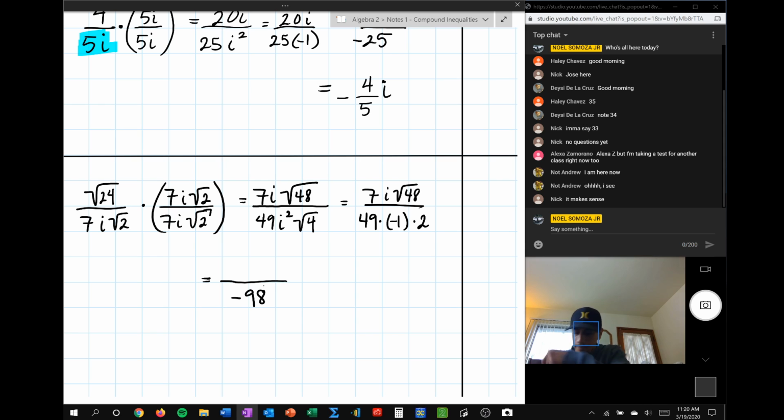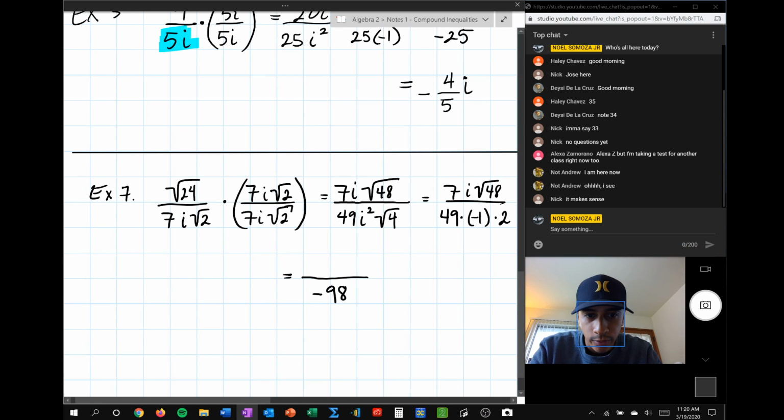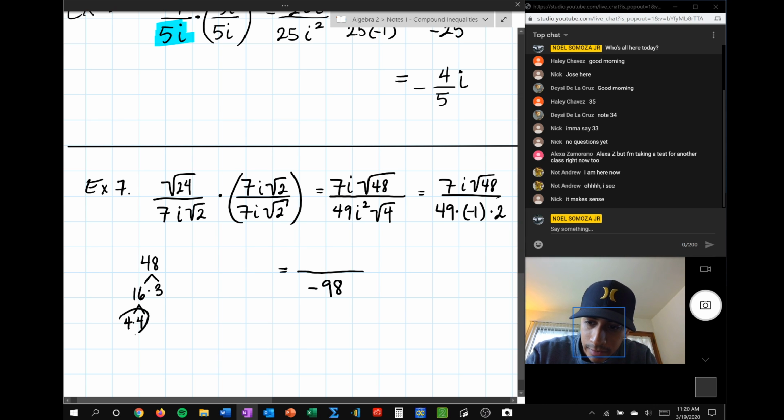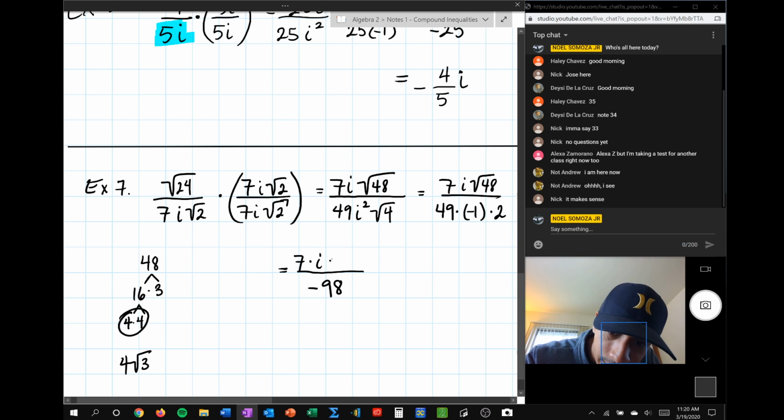All right, so now let's approach the numerator. Let's do a little scratch work over here, because the important part is to break down that 48 into a factor tree. We did one similar to it already, so it shouldn't be too bad. So 48 factor tree, this could be 16 times 3, and because 16 is 4 times 4, then we can rewrite the square root of 48 as 4 square root of 3. So now what I have in the numerator is 7 times i times 4 square root 3.